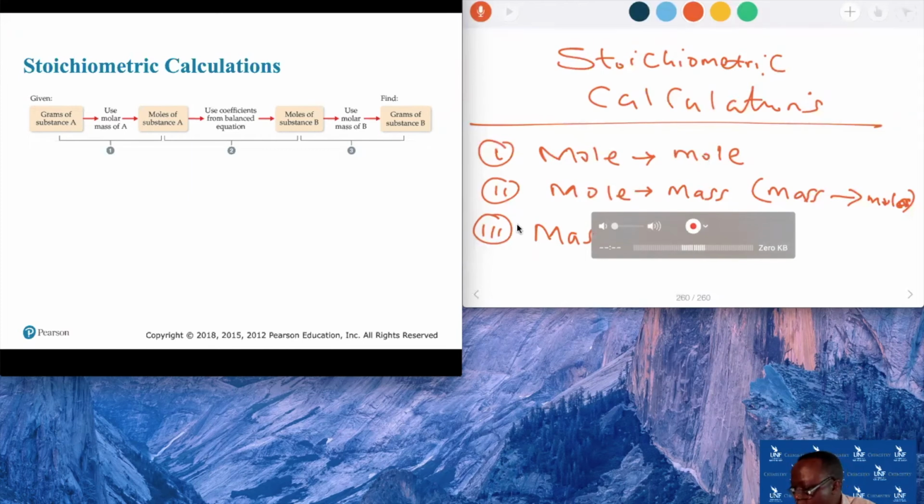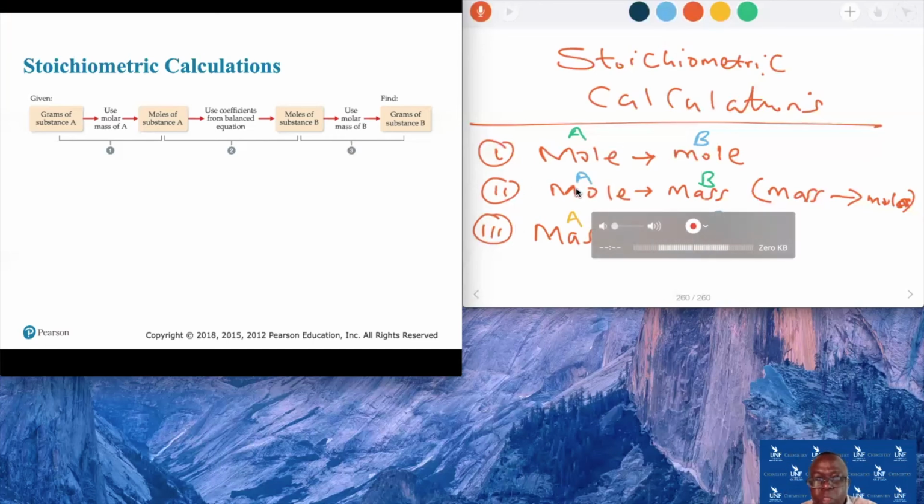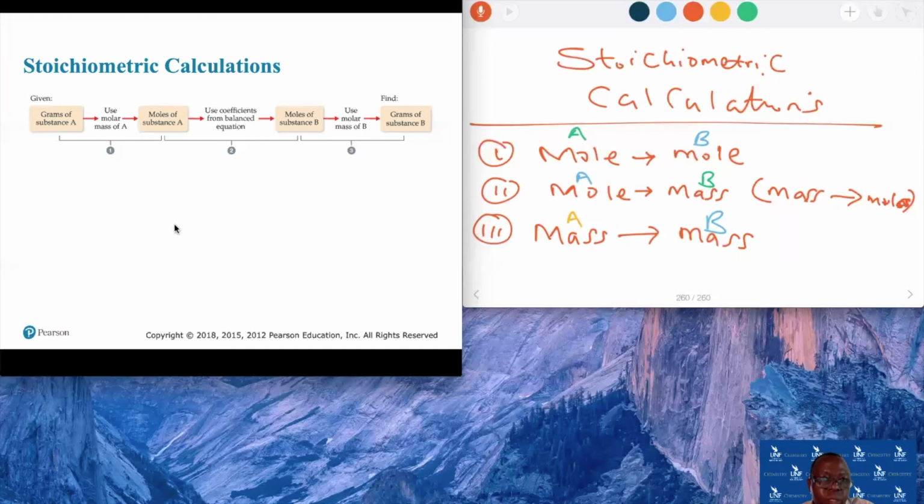That means here I have moles of A and I'm looking for moles of B. We can also have mass of A and then mass of B, moving from A to B. The second one is you are given moles of A, you have to find the mass of B, and so forth. Here you are given the mass of reagent A, and you are asked to find the grams or mass of reagent B consumed or product C produced in a chemical reaction.